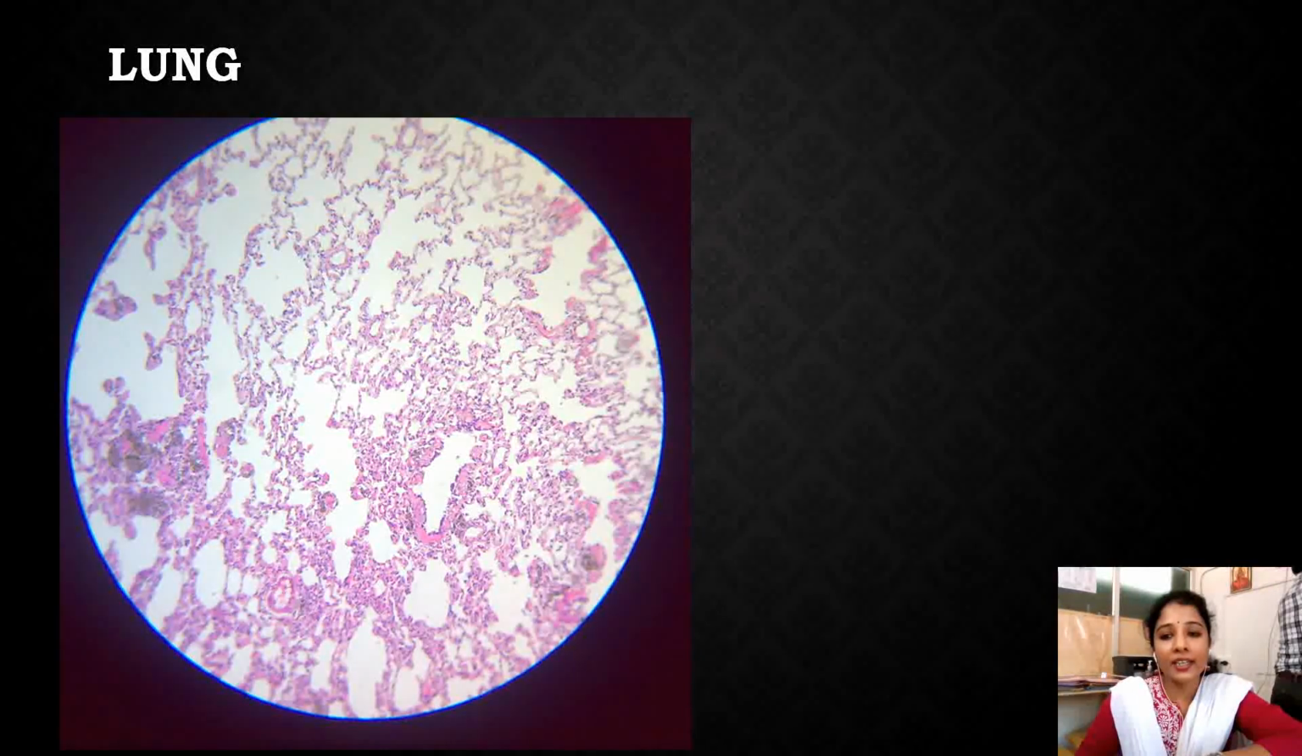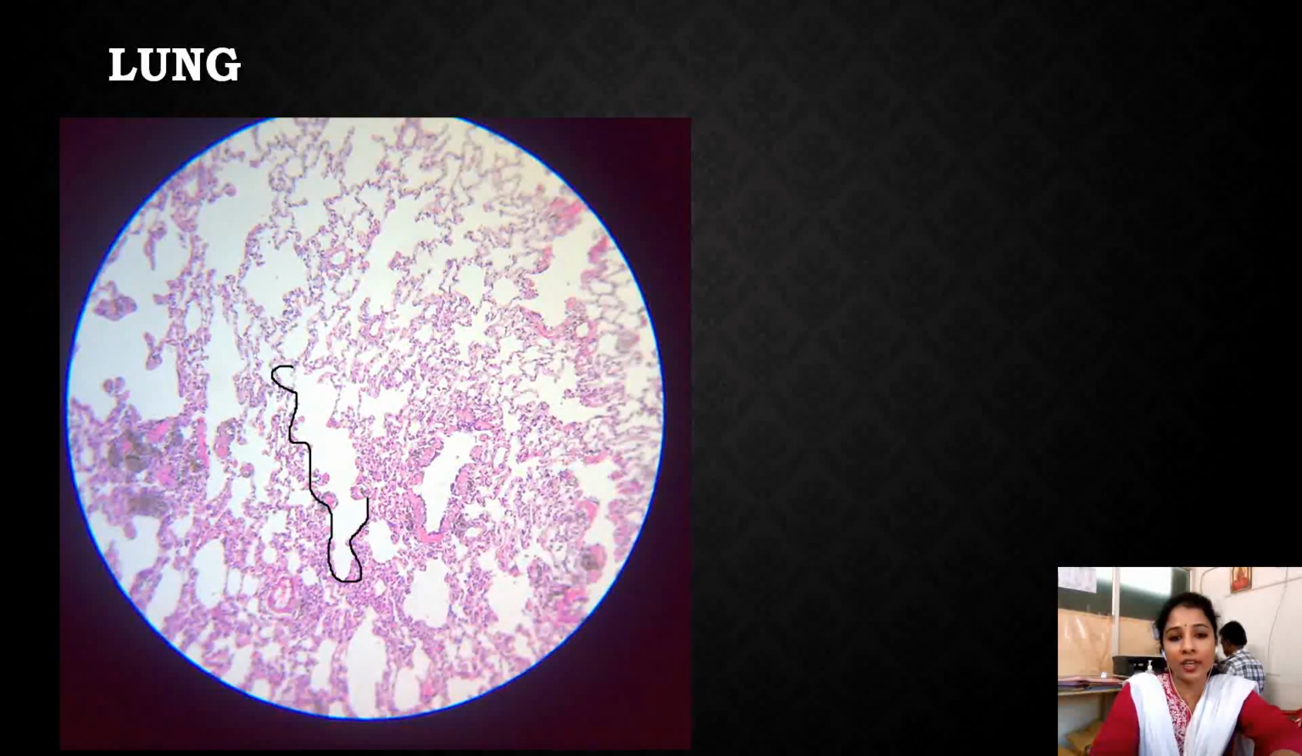The next slide here is the lung. The lung is identified by very irregular gaps. These irregular gaps we can see are called alveoli, where the exchange of gaseous material happens. Exchange of gaseous material should happen through a very thin epithelium. So these alveoli are lined by the thinnest epithelium, which is called simple squamous epithelium.